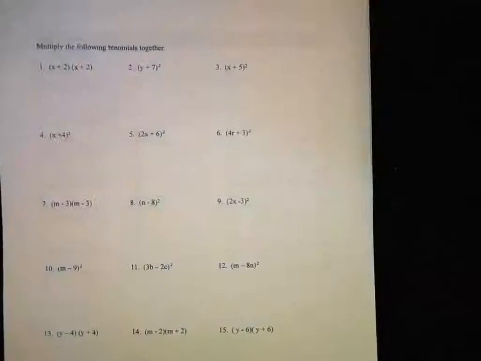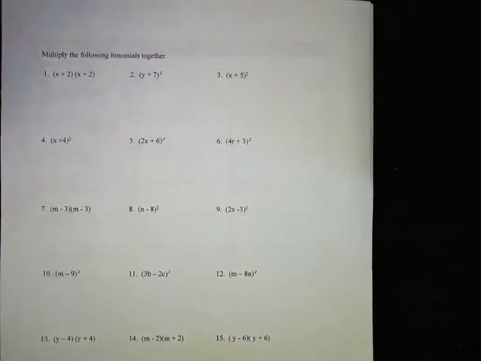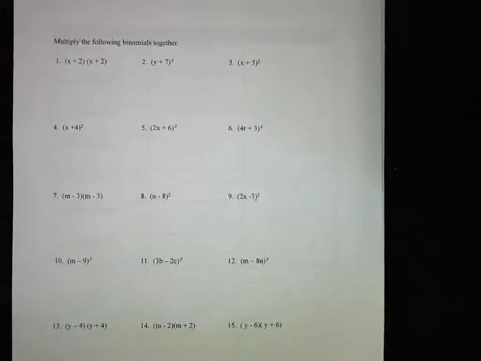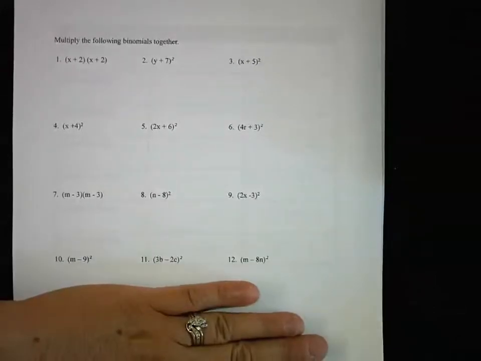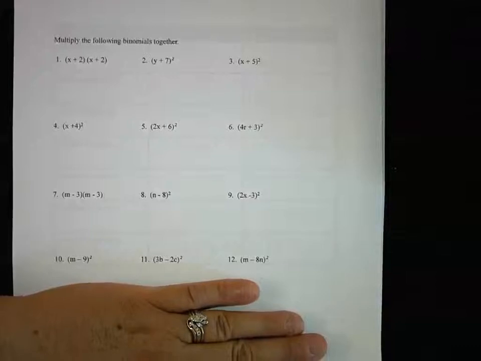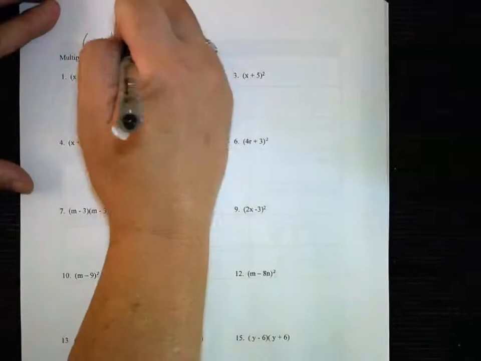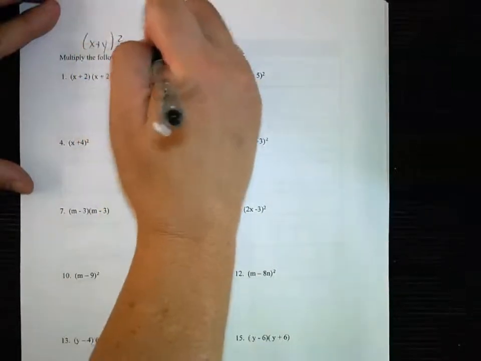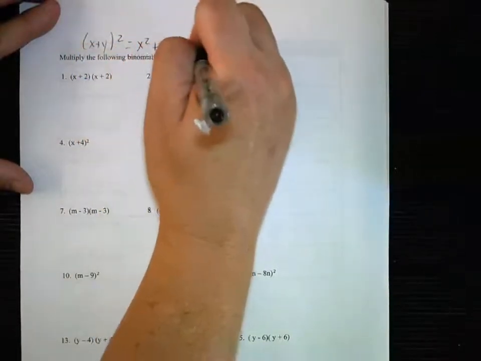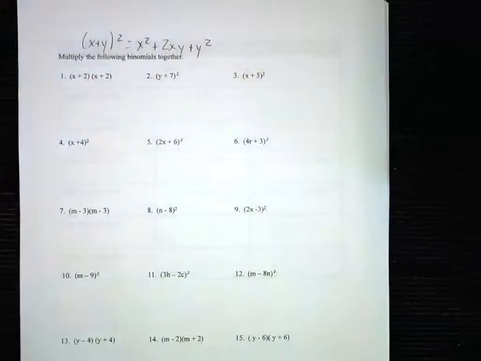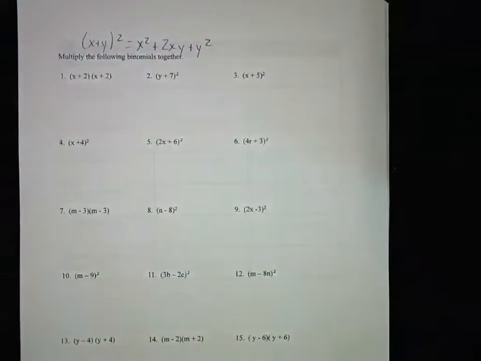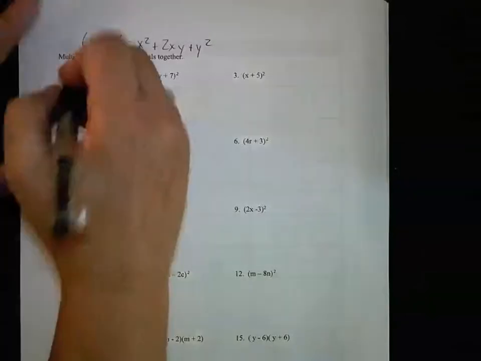And our last page, as you start doing these, there are some patterns that apply. You'll notice the first 12 questions are all a binomial squared. And if you have x plus y squared, that actually becomes x squared plus 2xy plus y squared. And if you can figure out that pattern, it's great. And if you don't figure out that pattern, you can just write them next to each other and multiply.